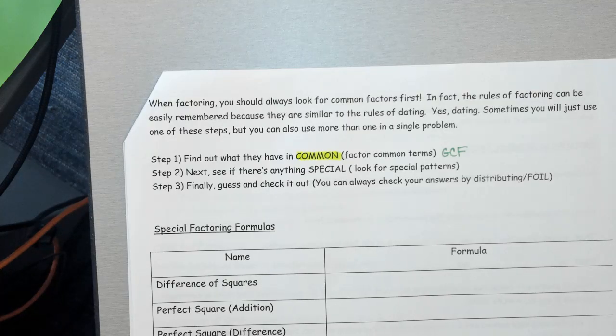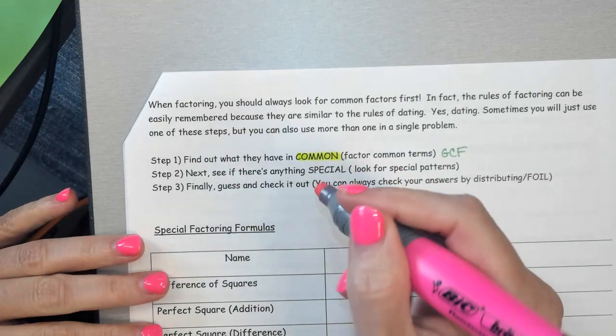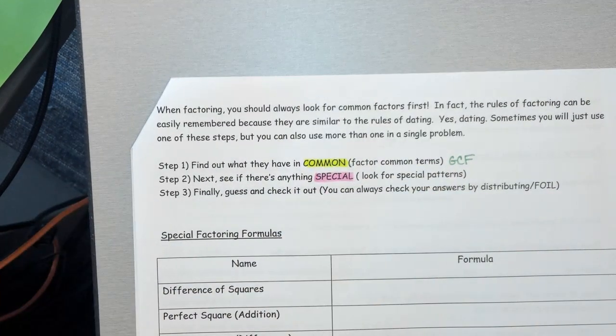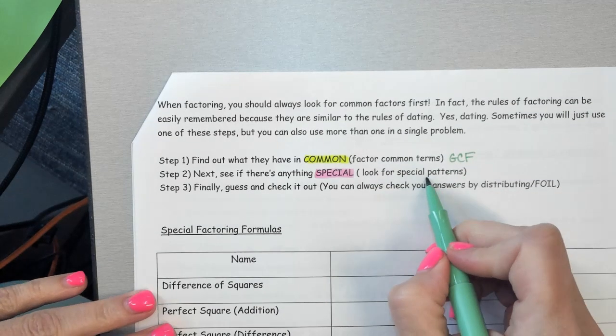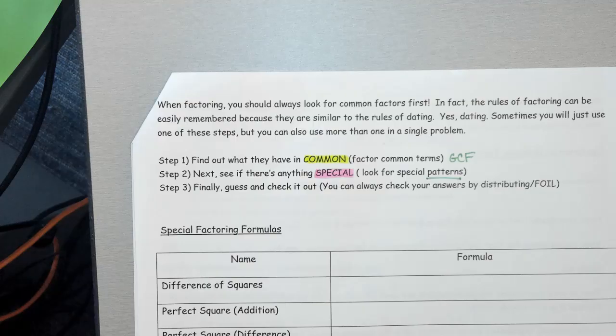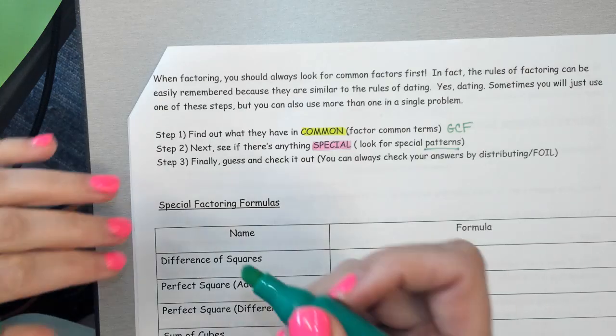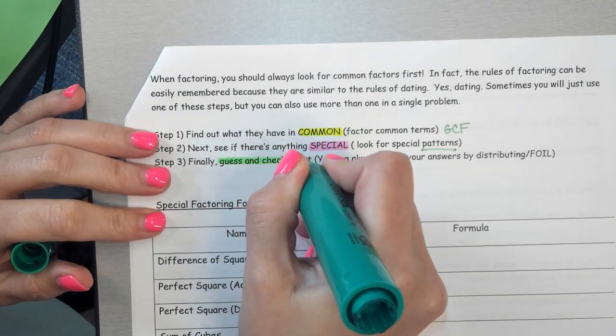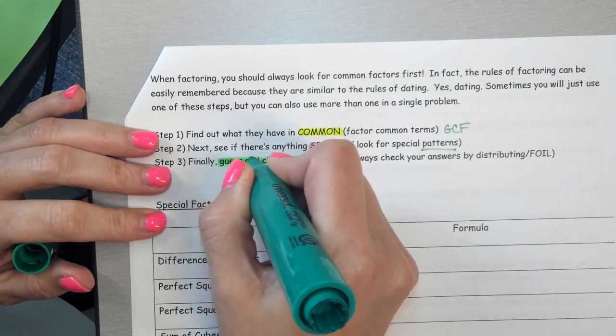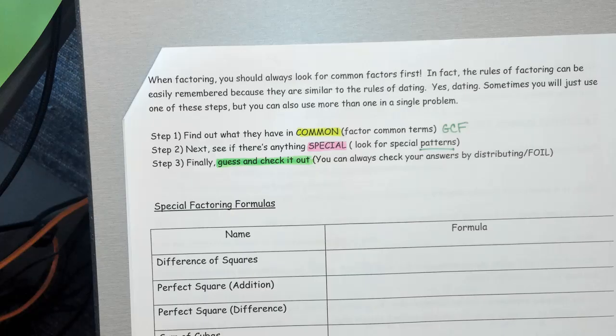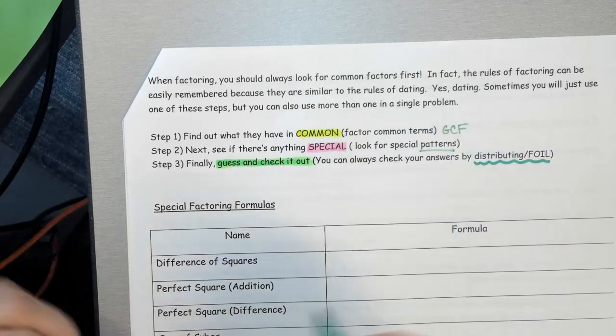Okay, and then the next thing you want to do is find out what makes that person special. And in factoring, the factoring world, we're going to look for special patterns. And we're going to go over some of those patterns together. And then the last thing is we'll just guess and check, right? Go out, see if you have fun. As a disclaimer, if you do not have fun, it is not Miss Whipple's fault. I cannot be sued for any bad guess and checking. Okay, and then we can always check our answers using the distributive property or FOIL, okay? Which we are also going to do today.